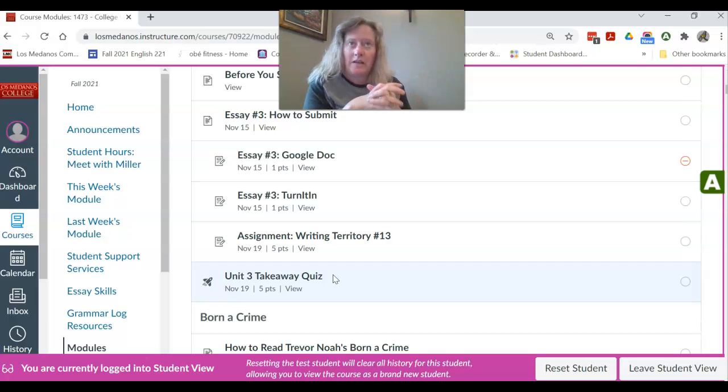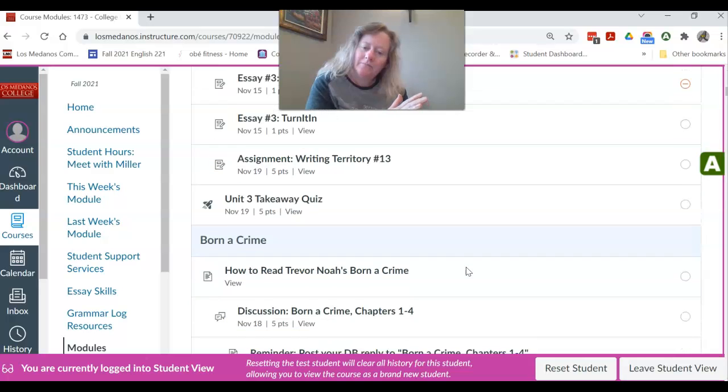And then the takeaway quiz also asks you to look at where you are right now with your grade, right? In terms of your points in the class and in terms of the feedback that you received on essay number 1 and essay number 2. So you need to have some of that in mind before you approach that quiz. Like, what feedback did you get on essay 1 and essay 2 as you are now heading into essay number 3? Okay, that's done with Unit 3.